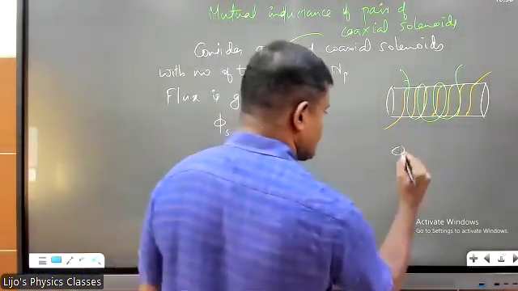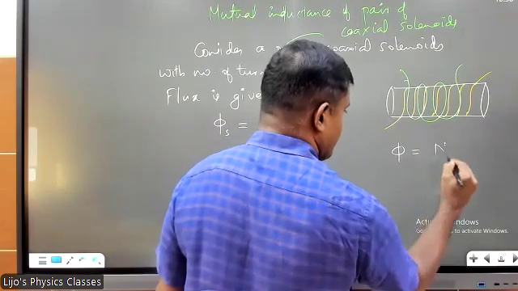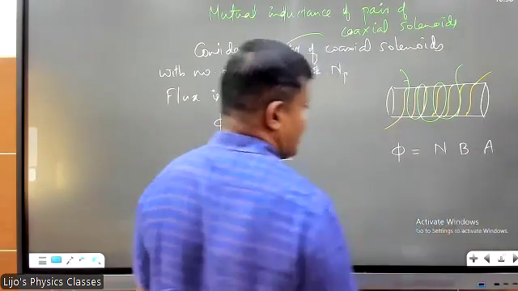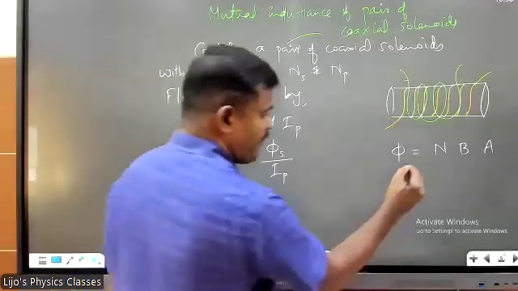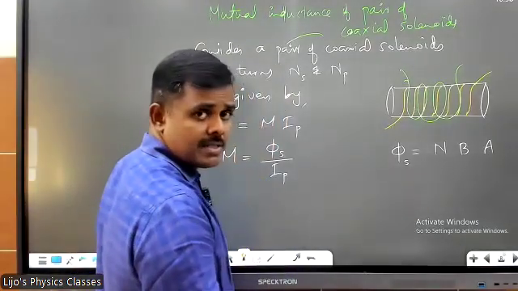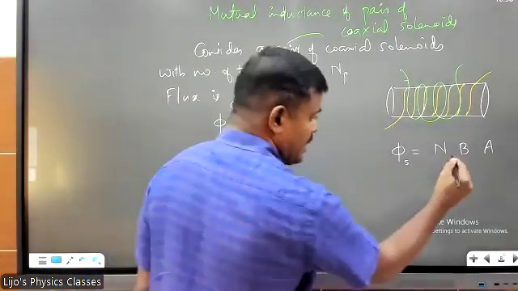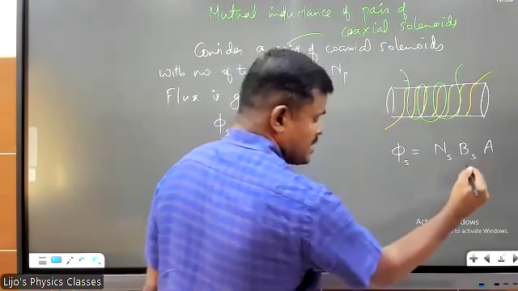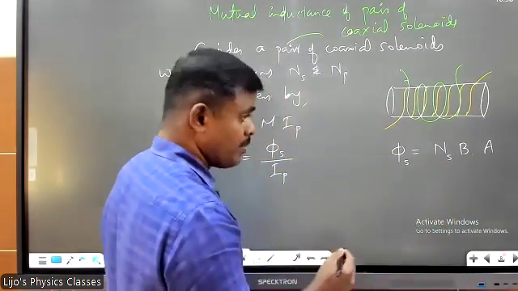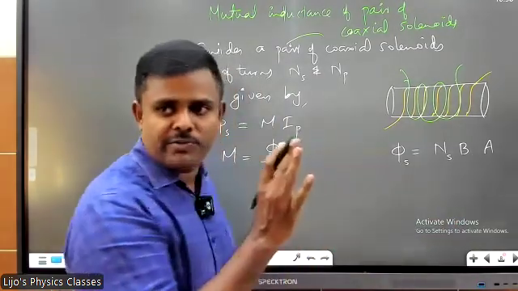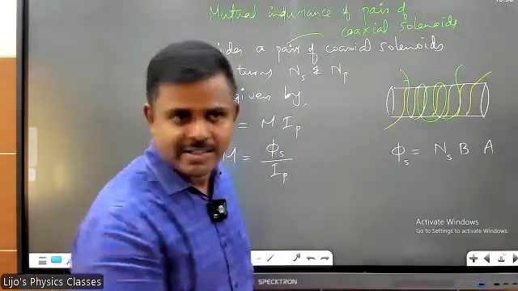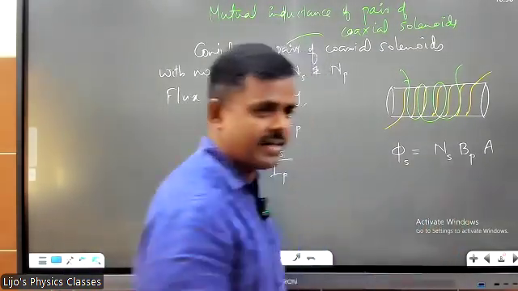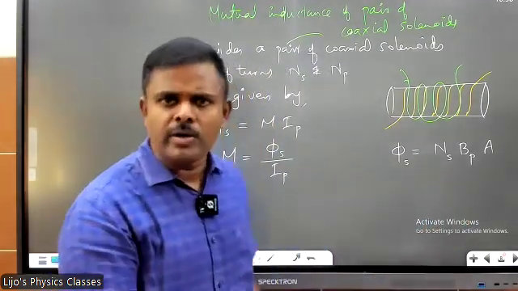What are you going to substitute for phi? Do you remember? NBA. So what will be phi s? NS BS? No, it can't be BS, because the secondary does not have a field. Who has the field? The primary alone has the field, right? So you have to put BP there.